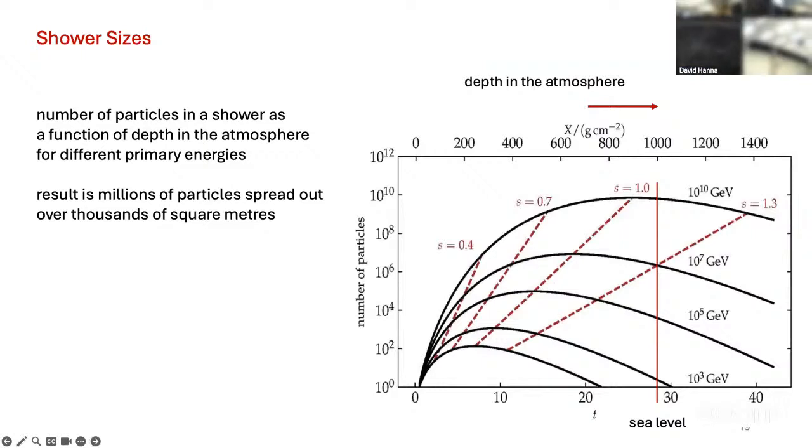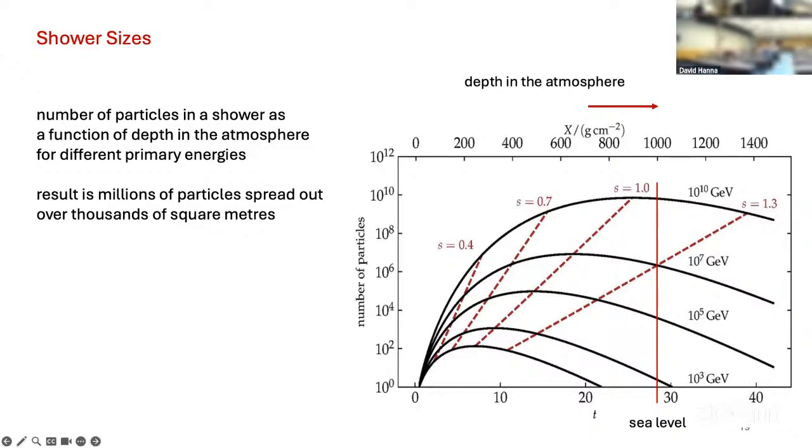Okay, so here's a complicated graph. I'm just going to jump through it. It's essentially just a plot of the number of particles in the shower versus depth. This is up at the edge of space, and this is down towards sea level. Each one of these curves represents a different energy. But the idea is that as you go up in energy, by the time you get to the Earth, you've still got plenty of particles in the shower. You've got millions of them spread out over thousands of square meters.